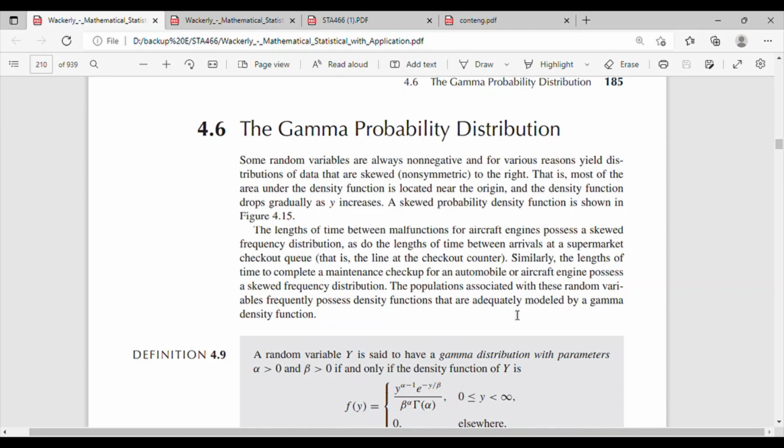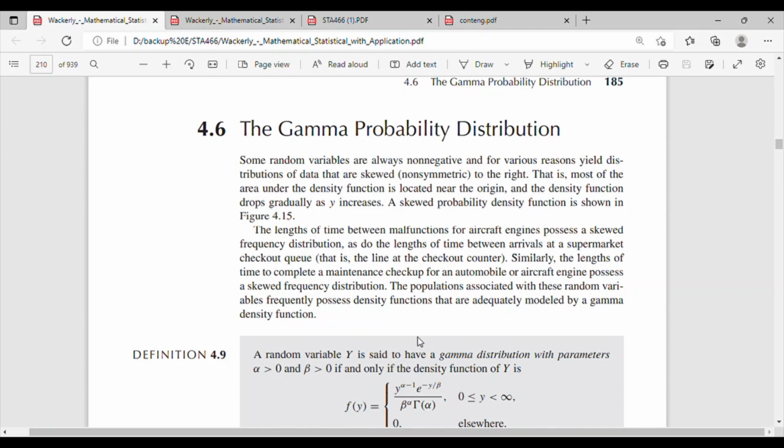Alright, next our topic is about the gamma probability distribution. So gamma is also one of the special continuous distributions. Gamma actually has three: the gamma distribution, the exponential distribution and also the chi-square distribution. These three are called the gamma family. First things first, I'll introduce you all to the gamma distribution.